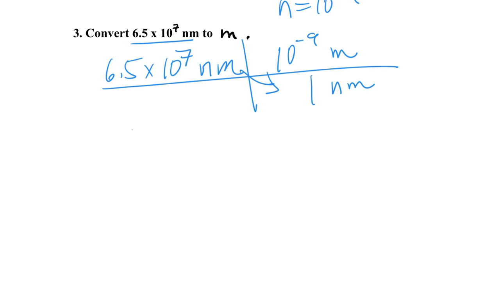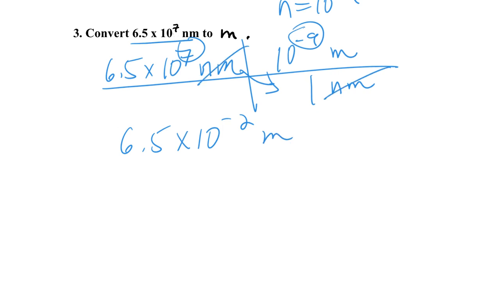So my answer would be 6.5 times, use the rule, 10 to the 7 plus a negative 9. When you're multiplying, you add the powers, the exponents. 7 plus a negative 9 is negative 2. Okay, and the answer would be in meters. You probably will get 0.065 when you do it on your calculator, which is the same exact thing. Either answer is correct.